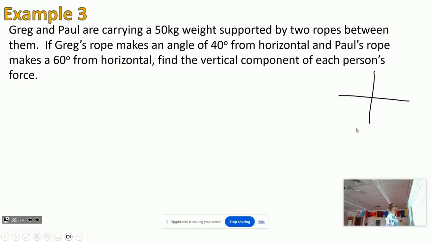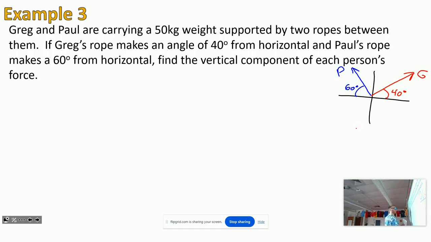We have Greg and Paul here. Greg, I'll do in red, is making an angle 40 degrees from the horizontal. So I'll make him in the first quadrant, 40 degrees off of the horizontal. And then Paul is on the other side, making 60 degrees with the horizontal. So I'll make him in quadrant 2, and again, 60 degrees here. Paul is blue, whereas Greg is red. So we see right away we don't know the force that either of them are using.